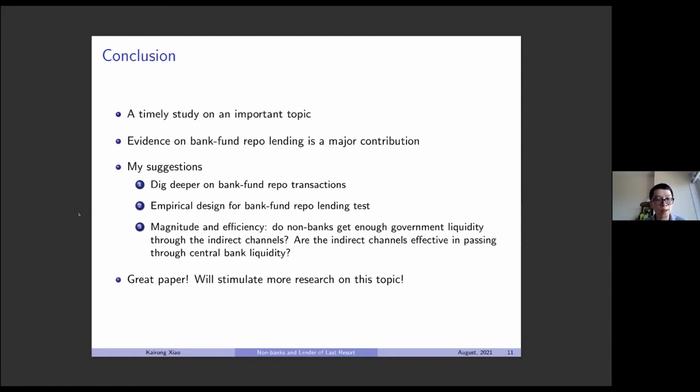So to summarize my suggestions, I think it will be beneficial to dig deeper on these bank lending repo transactions because there are a lot of unknowns, and I think the authors are in a good position to shed more light on this area. Also, it may be helpful to improve the empirical design for the bank-fund repo lending test. And lastly, think about the magnitude and efficiency of this indirect access. Overall, great paper, and I think it will stimulate more research on this topic. Thank you so much.